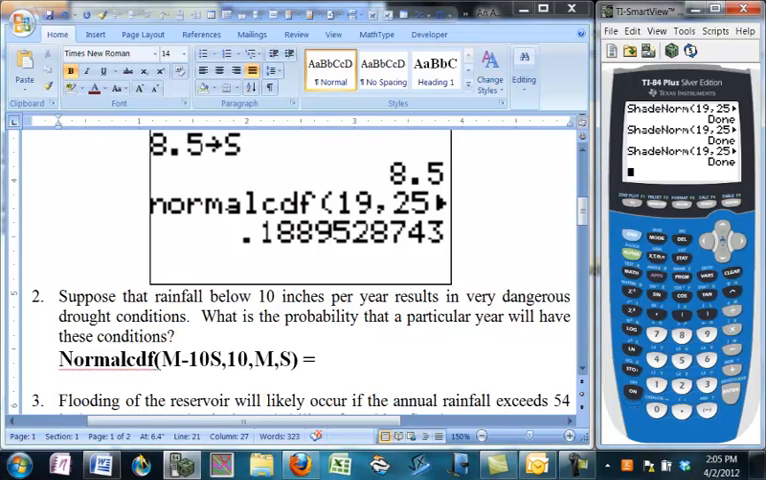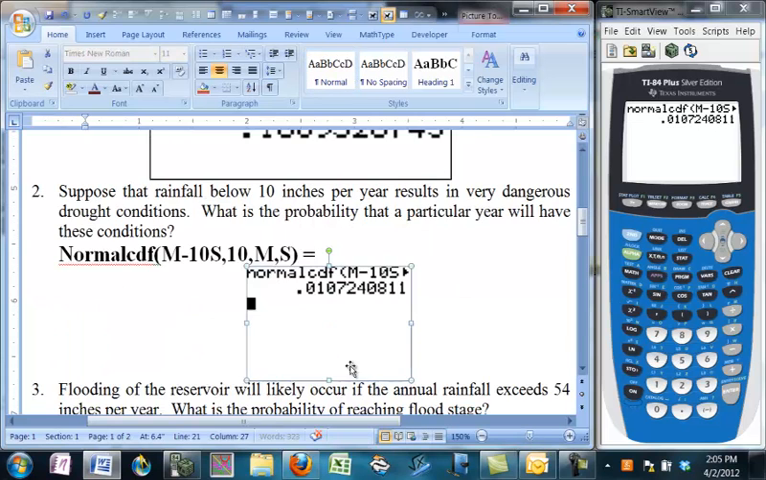So if I go to distribution, normal CDF, we want to go from the mean minus 10 standard deviations below up to 10, and with that mean and standard deviation, so M and S there.